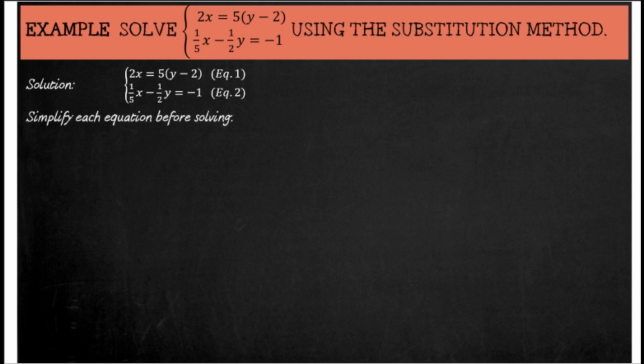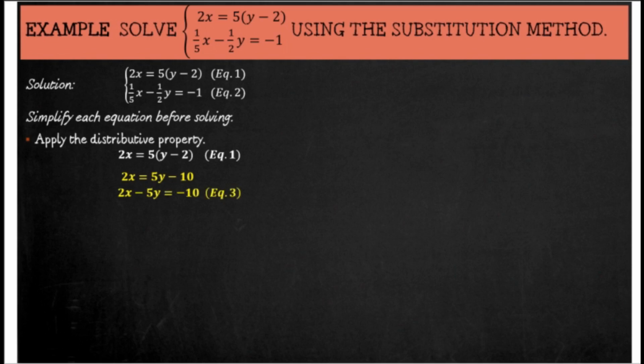First, simplify each equation before solving them simultaneously. Apply the distributive property in equation 1. We have 2x equals 5y minus 10. Then we will rewrite it in standard form. We have 2x minus 5y equals negative 10, and that will be our equation 3.